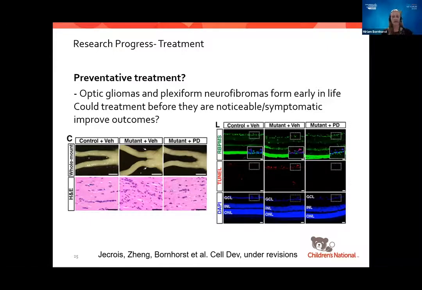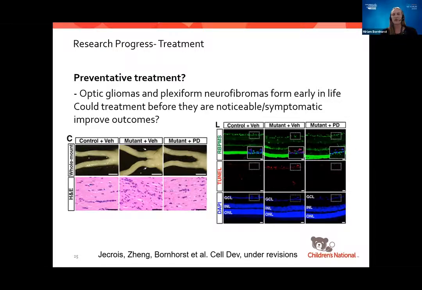The next thing I just want to mention for research progress would be preventative treatment. So there's always a lot of discussion about prevention and how can we keep these tumors from becoming symptomatic. So for the SPRINT trial that Dr. Gross was talking about, there was an arm where we did start patients on treatment with MEK inhibitors who had not yet had symptoms, and the results from that will hopefully be coming out soon.